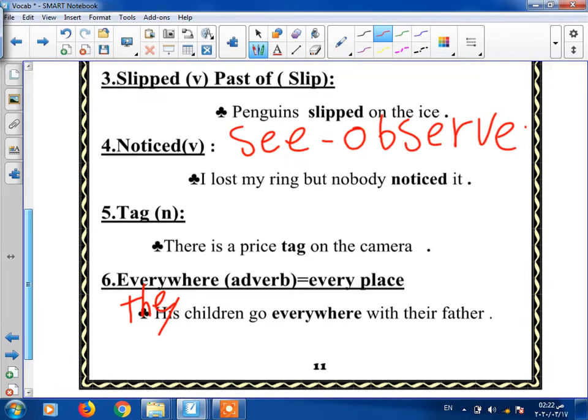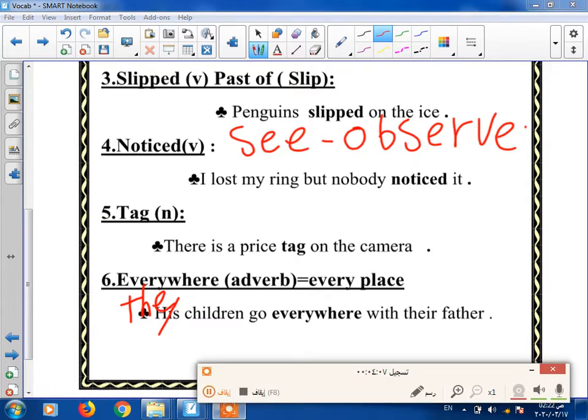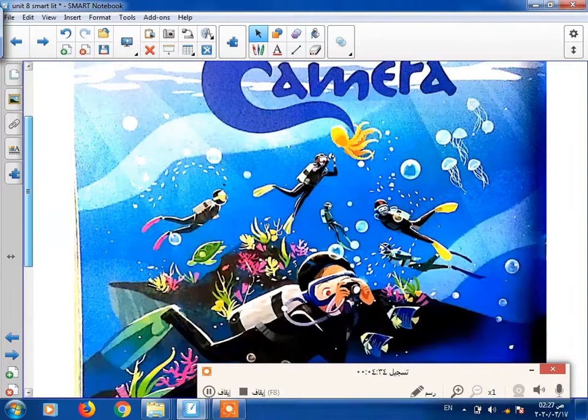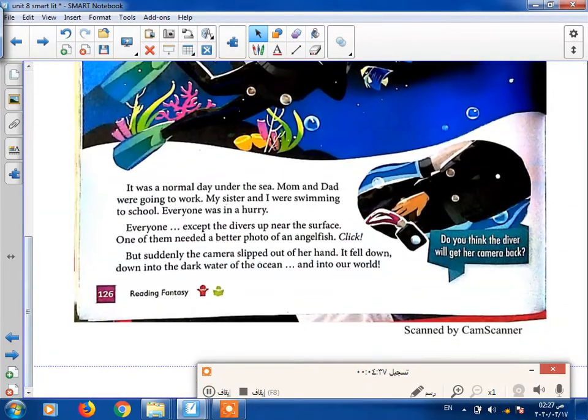So, Junior3, please close your booklet and open your literacy book and follow me. All of you open your book on page 126. Let's read the title together, The Lost Camera. Junior3, I will give you 1 minute to imagine what you can see in this picture, or where the story is happening. This story is happening in the ocean under the deep water.